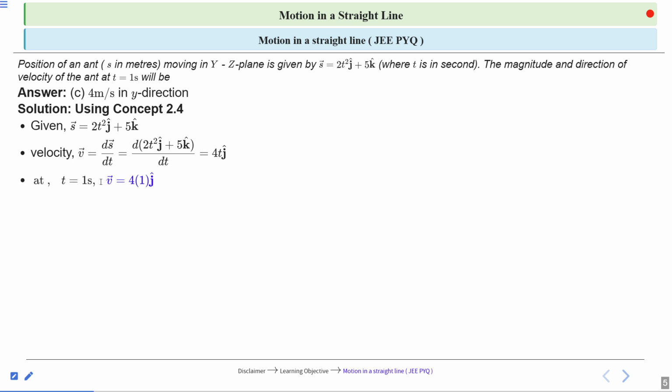At t equal to 1 second, the time is 1 second. So just substitute the value of t in the velocity. So you will get v is equal to 4 into 1 j cap. So 4 meter per second in y direction. Here j cap shows the y direction, i cap shows x direction, and k cap shows z direction. Clear?